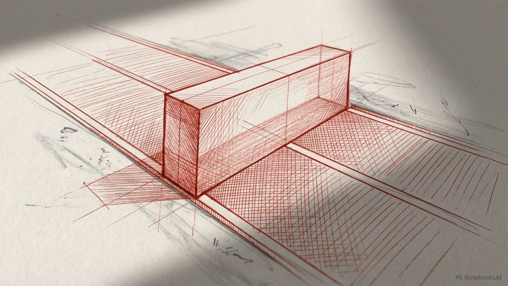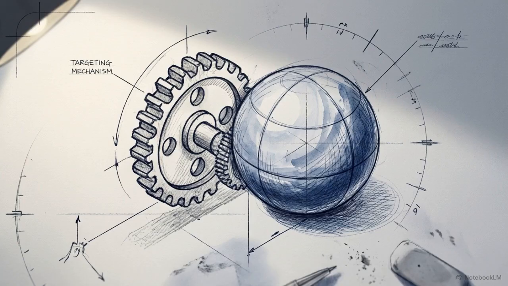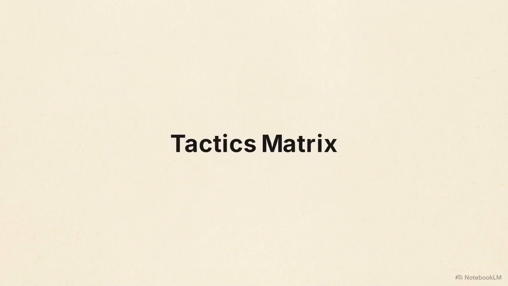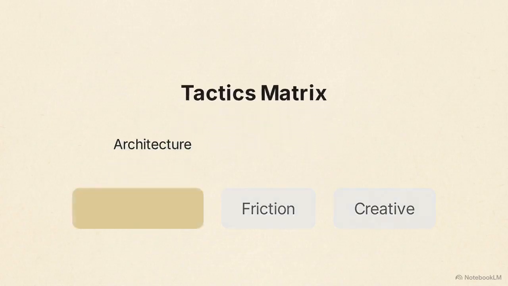This means you must intentionally place hurdles in front of your prospects during the submission process. In this environment, engineering friction is your primary targeting mechanism. You have to teach the algorithm who to avoid by making it harder to submit a low-quality form. To build a high-intent funnel, we use the tactics matrix. There are 3 main levers: architecture, friction, and creative.